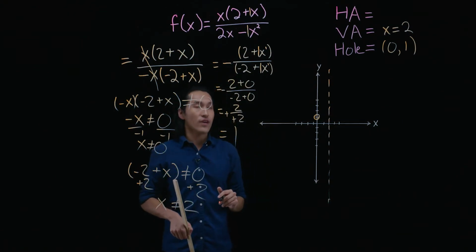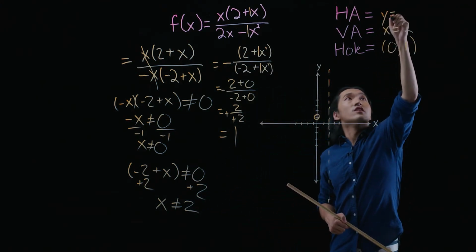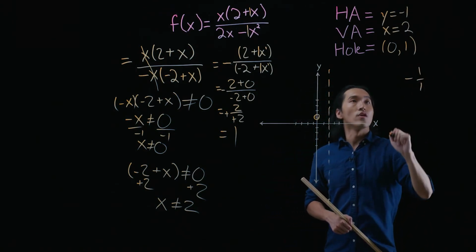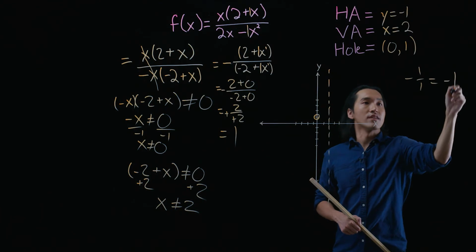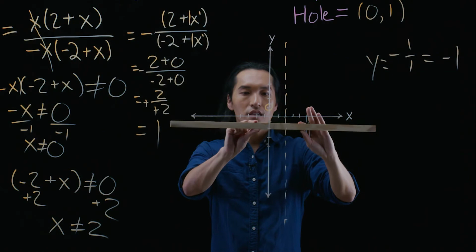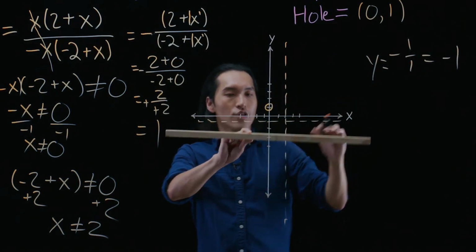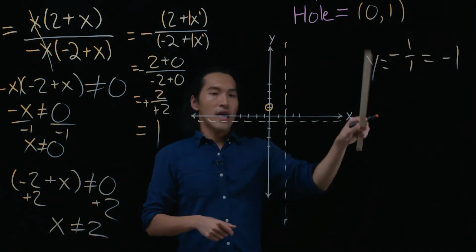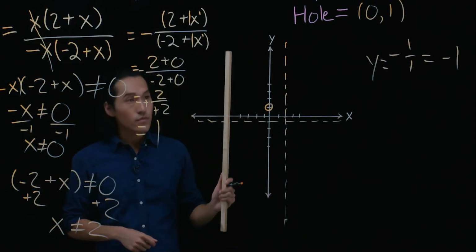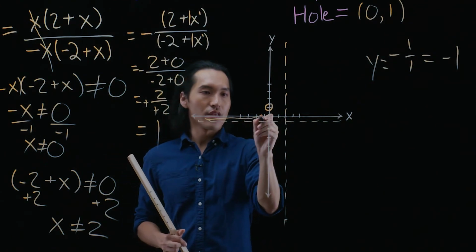So that means we have a horizontal asymptote at y is equal to negative 1, because all we did was negative 1 divided by 1, right? That's equal to just negative 1. So where is that? Well, that is here. So here is a horizontal asymptote at negative 1. Now we can actually graph it. So roughly the graph is going to look something like this.